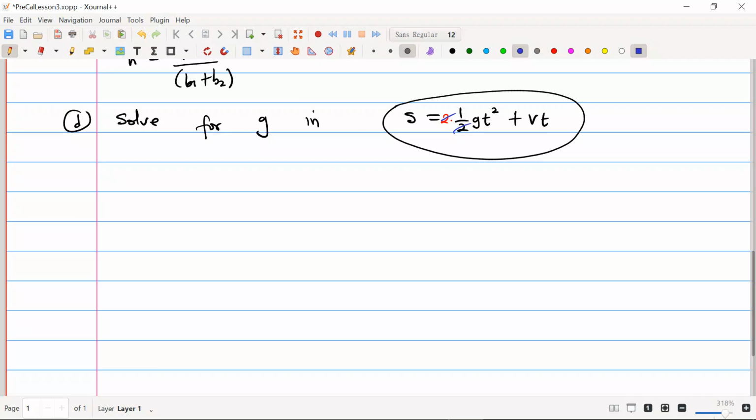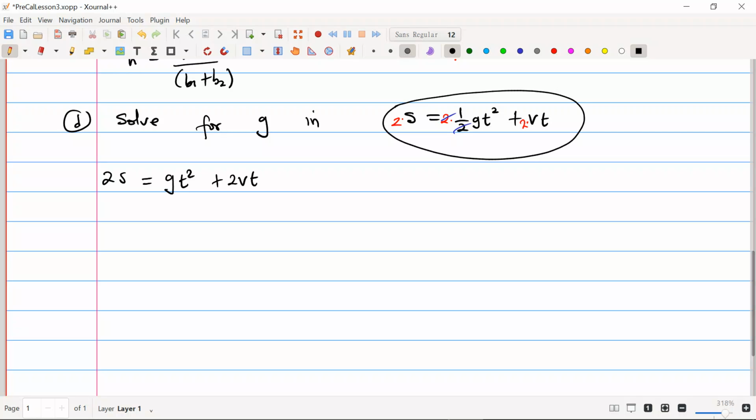So what I have to do is, because I multiply 2 to that term, I need to do the same for each term I have in the equation. So I'm going to have 2 times the s, right? So I have 2 times s, and I have to multiply 2 to this side as well. Okay, so I'm going to have 2s is equal to gt squared plus 2vt.